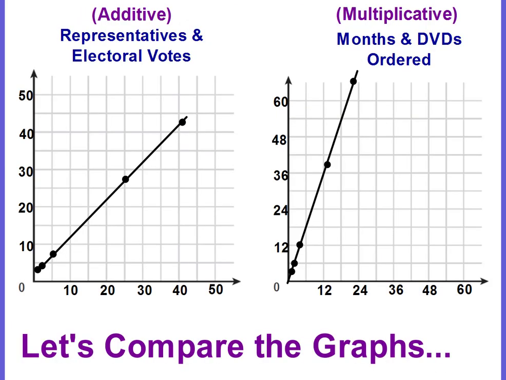So let's compare the two graphs. Take a moment and jot down some of the things that you see that are the same between the two graphs and some of the things that you see that are different between the two graphs. Okay, they both have straight lines, don't they? They both have points plotted on their lines. They both have the x and the y axis.